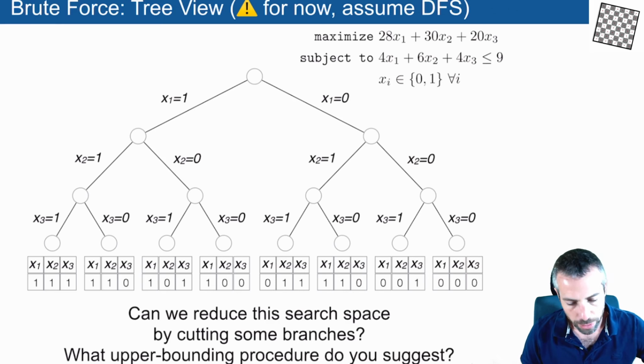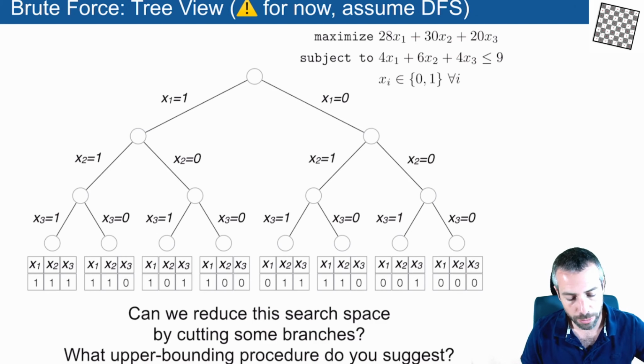So if you remember, our knapsack problem was of the following form. We wanted to maximize the value of the selected items. Each item can be selected, in that case you set the variable to 1, or is not selected. And of course, you have this capacity constraint in your knapsack, which is that you can select a weight of at most 9, given, for instance, the weights for each item, which are 4, 6, and 4 in this case.